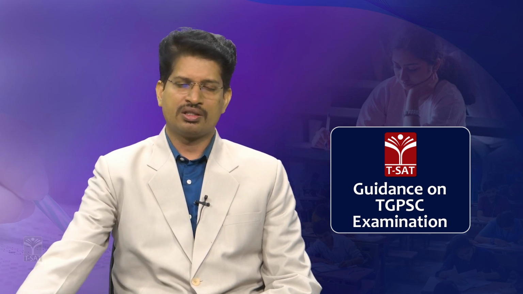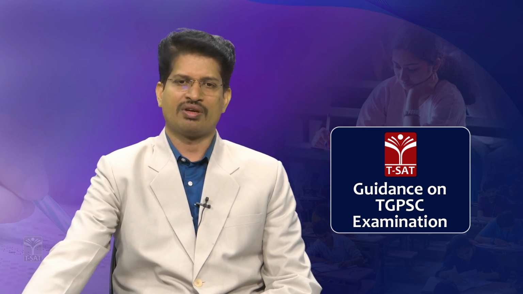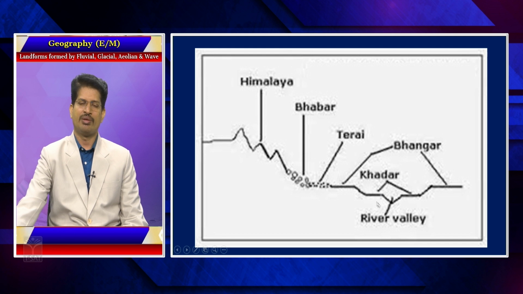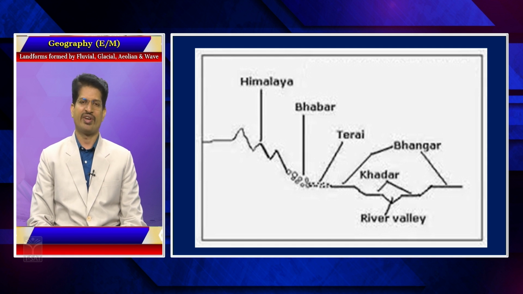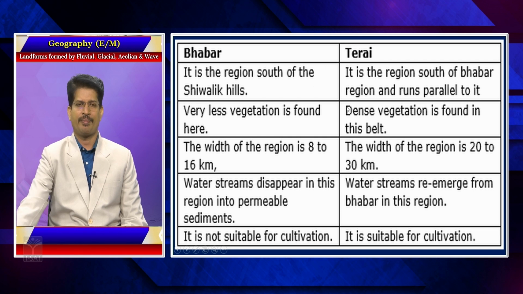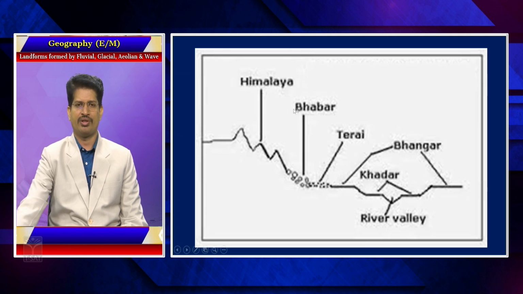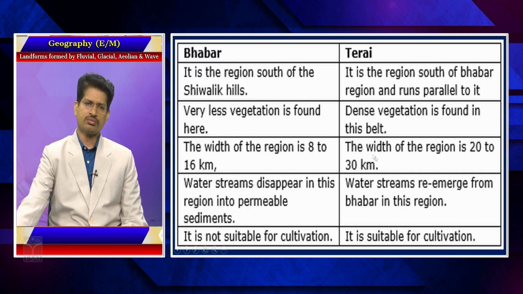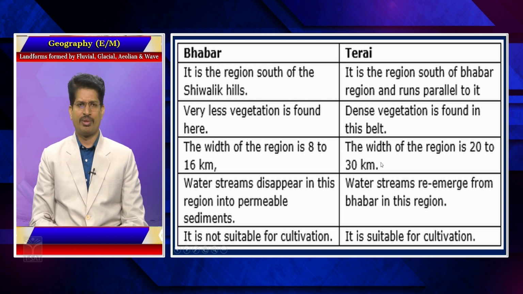So when the deposited alluvium is near the river valley, it is known as Khadar. When the deposited alluvium is older and farther, it is known as Bhangar. Bhangar is relatively considered more fertile for the purpose of cultivation. So this is how Bhabar and Terai are being differentiated. Any question can be asked regarding Bhabar and Terai, as I have discussed with you.